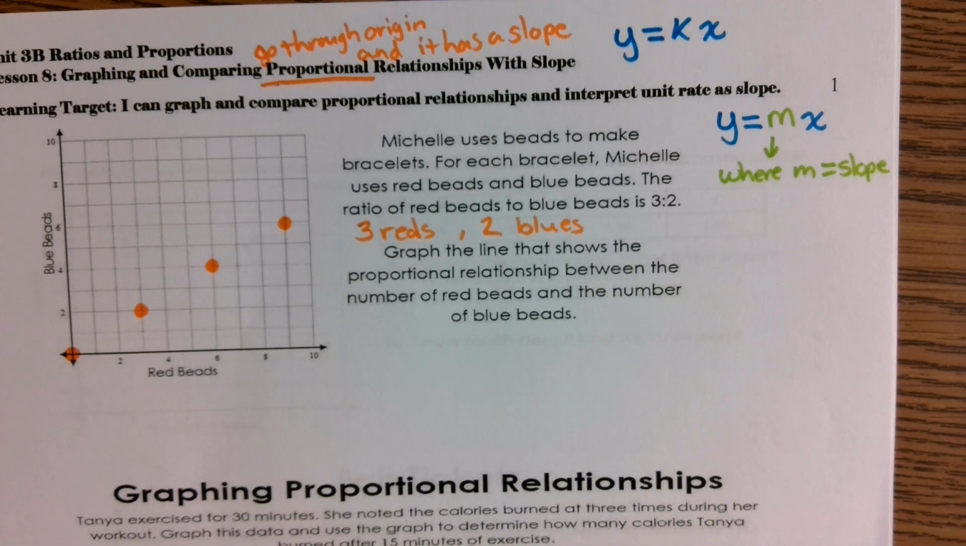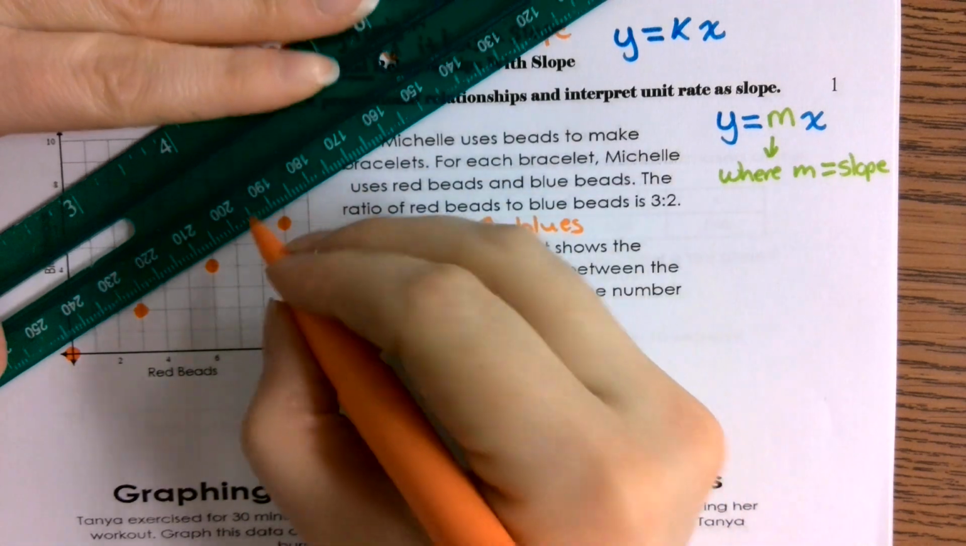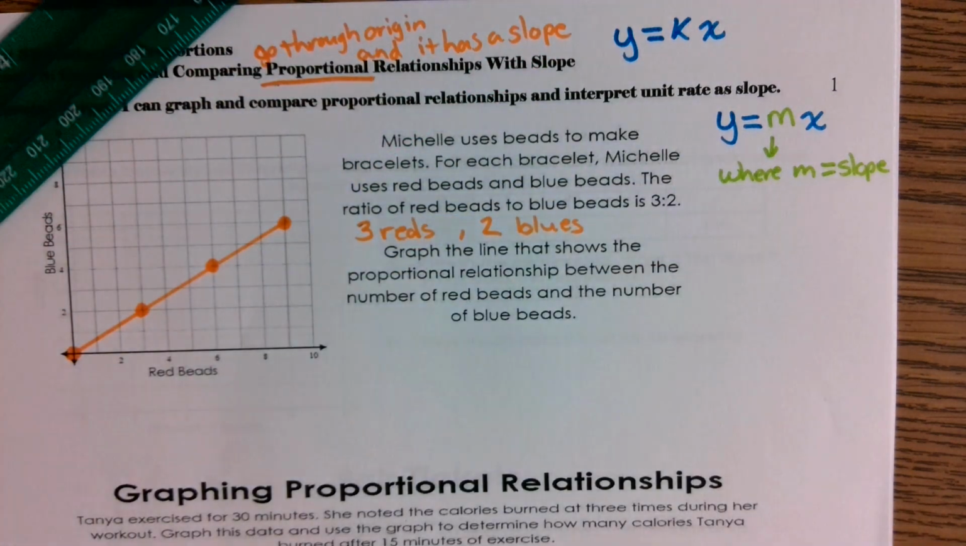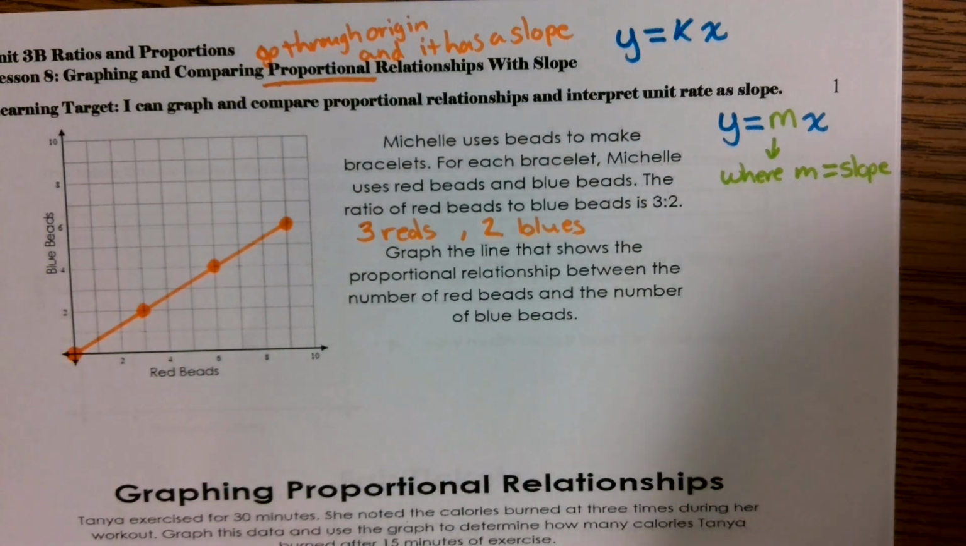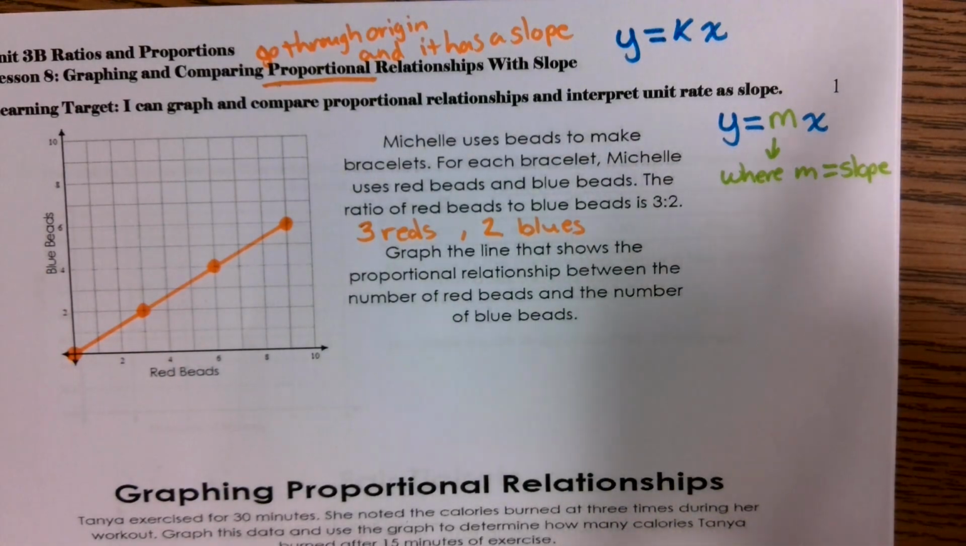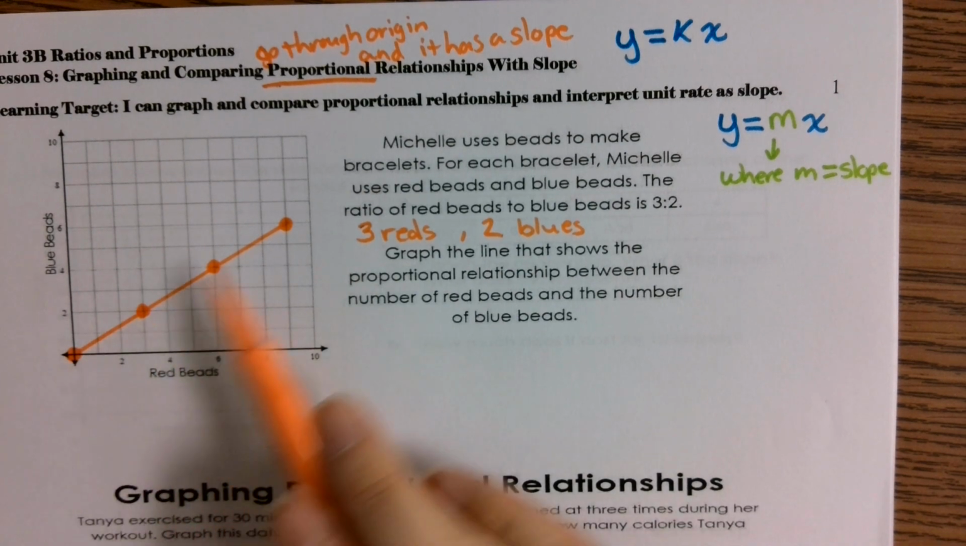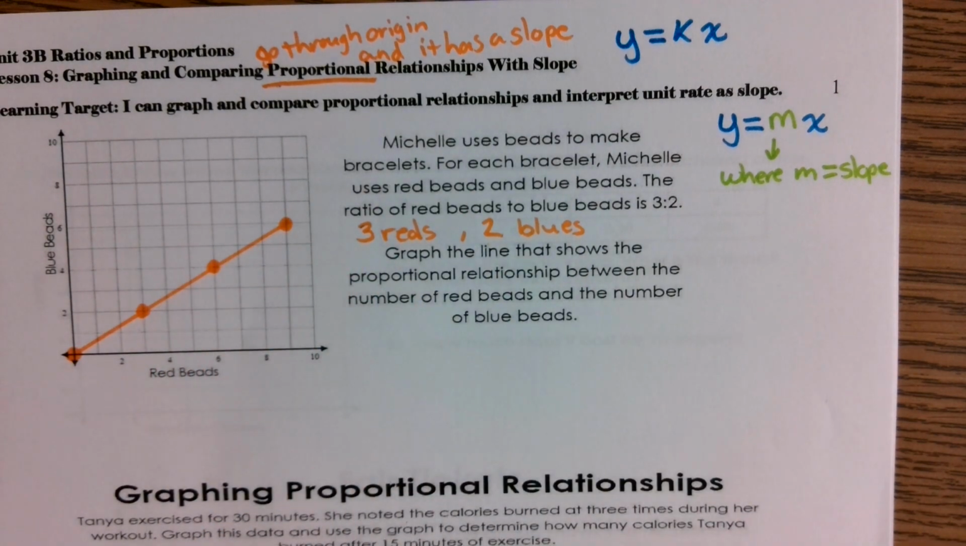Okay, so we have this set up. We can go ahead and connect them. If I use a nice straight edge, I could connect them all together. And there's the graph of the relationship. It is a proportional relationship because it is going through the origin. I know it's going to have a slope because it is a straight line. So let's go ahead and identify what that slope is going to be.